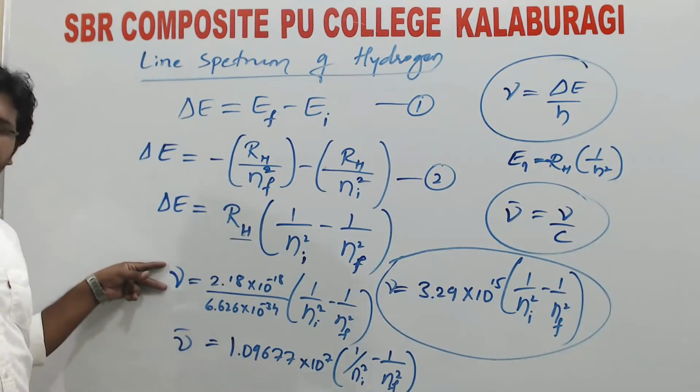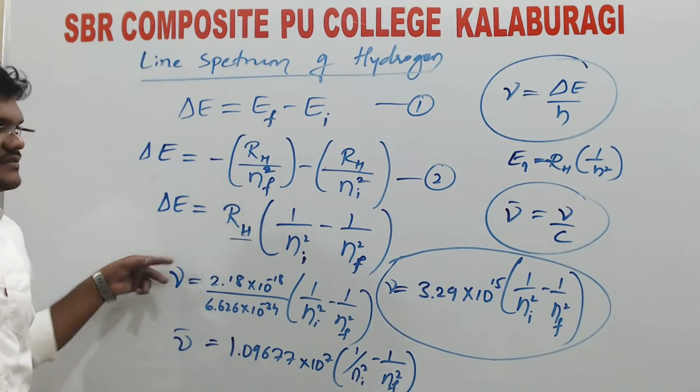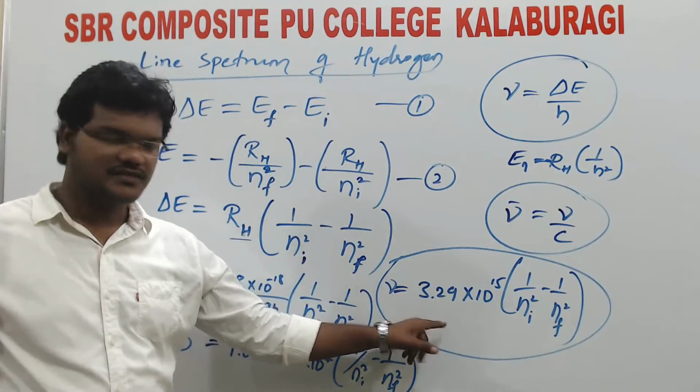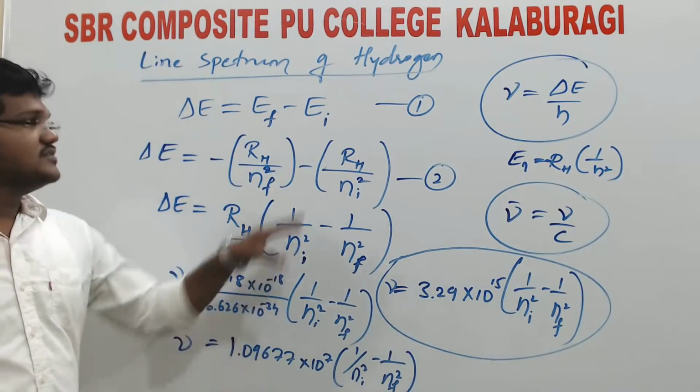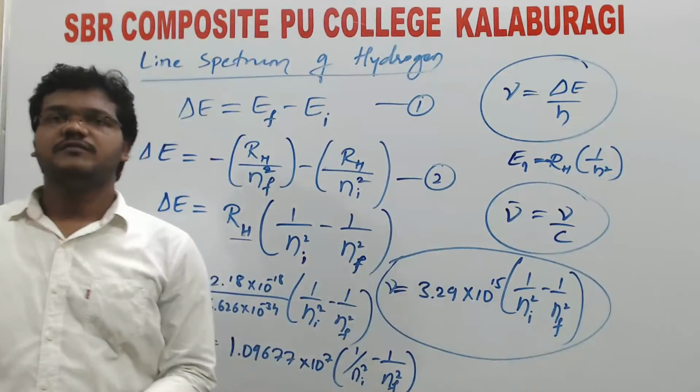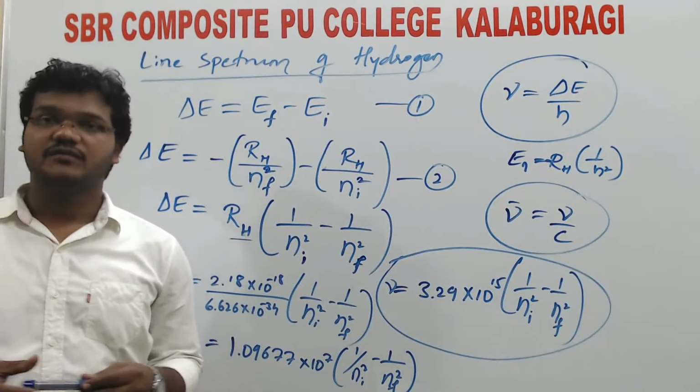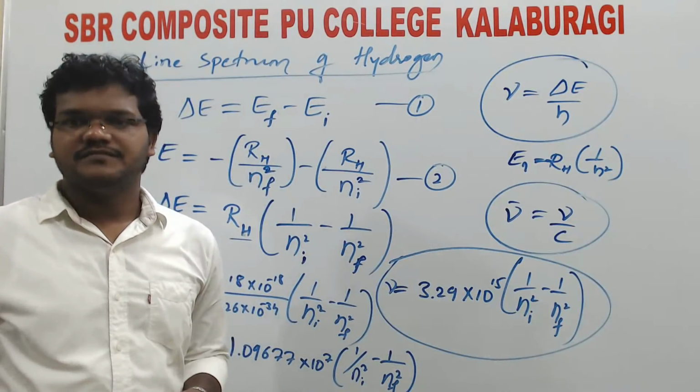This is in terms of frequency. Correct? At last I'm going with this method. This is in terms of wave number. So this is the line spectrum of hydrogen as explained. The energy of the line spectrum of hydrogen was explained.